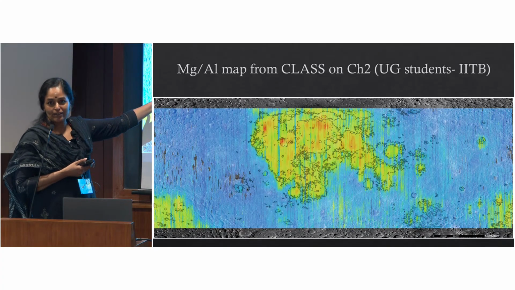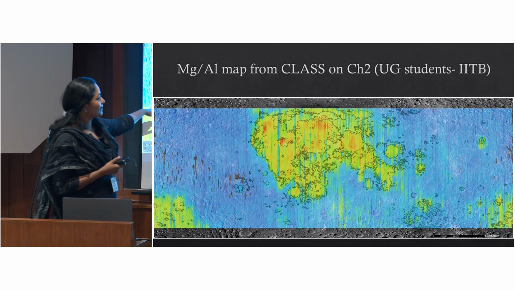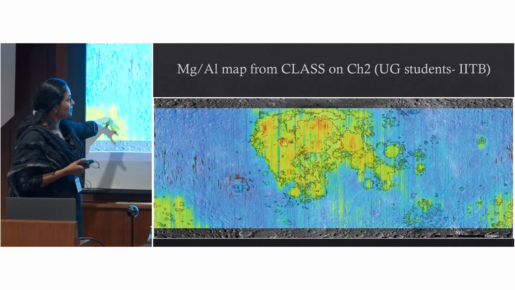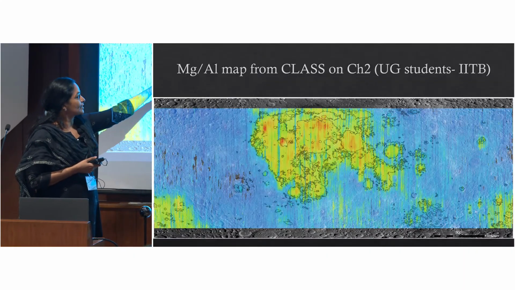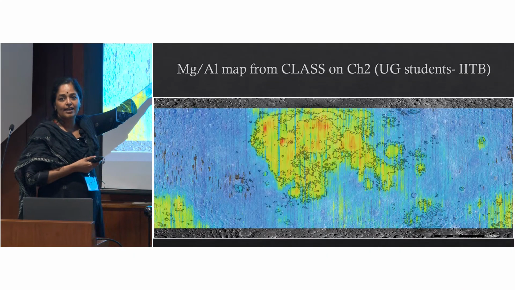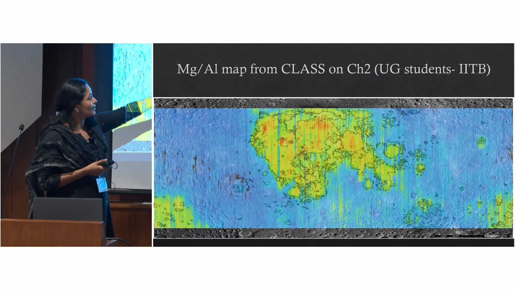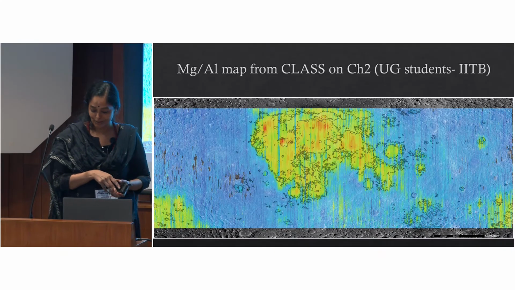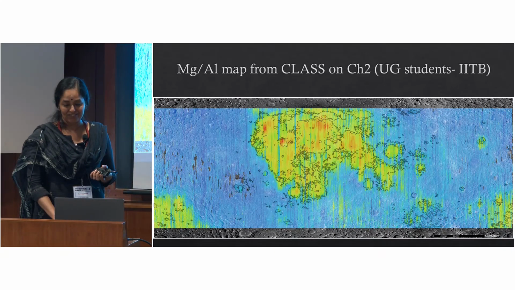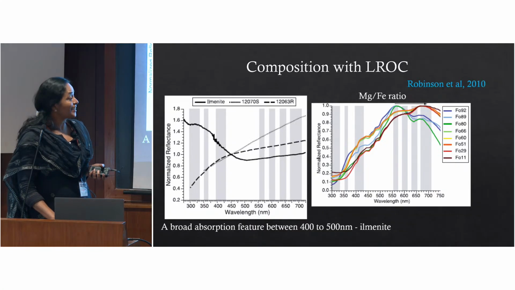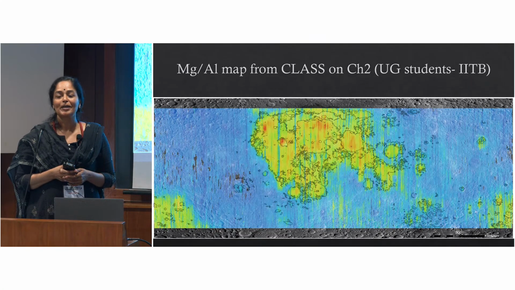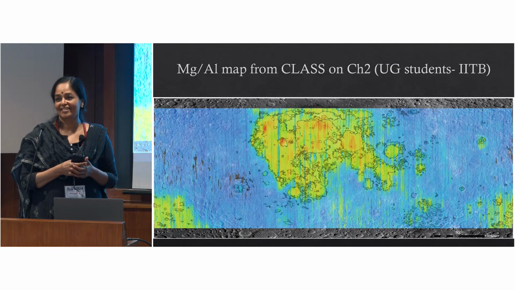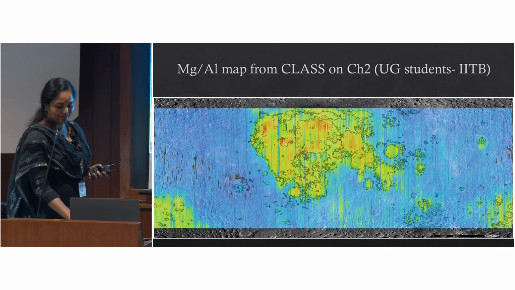So you measure that spectrum, and you can see the map of magnesium to aluminum, taken as a ratio here to show the contrast. You can see the near side basins having higher magnesium, and this was completely done by UG students at IITB, so that's why it's nice. Yeah. And actually computer science students, they're not even physics, it's more of a data analysis exercise, right?